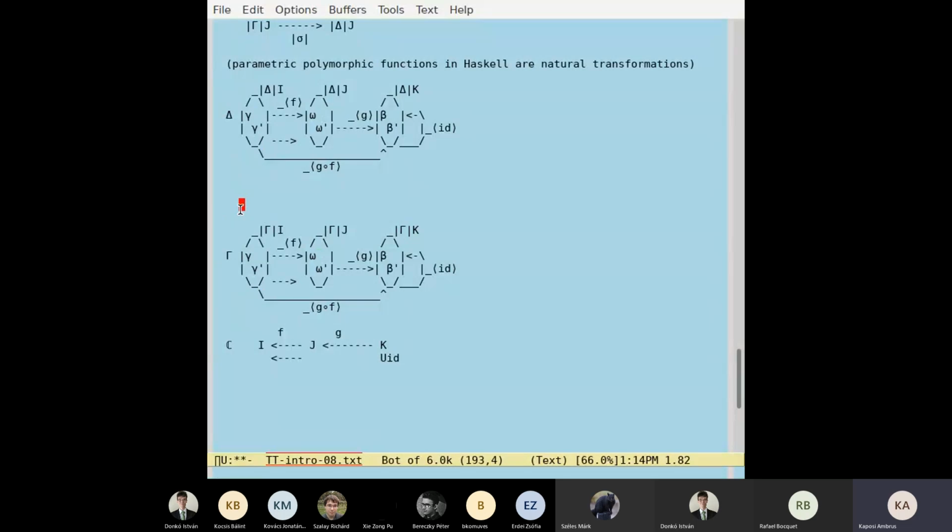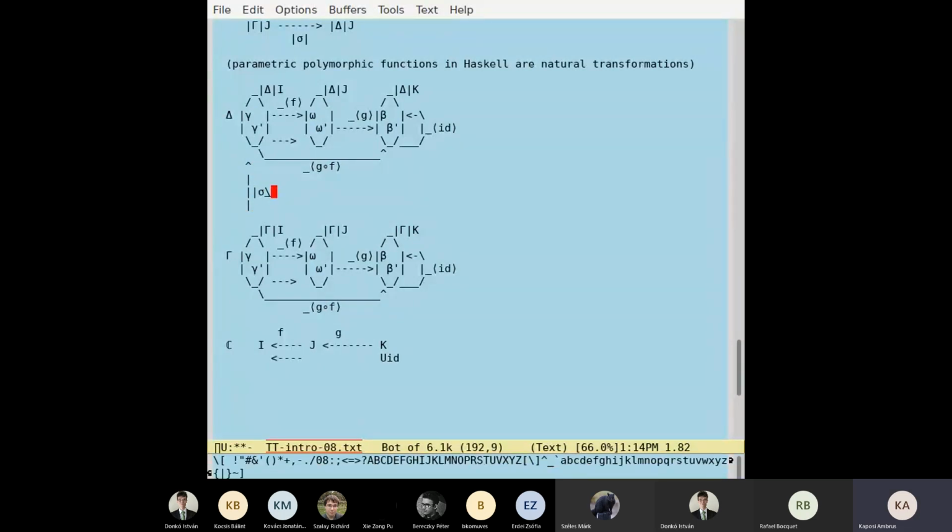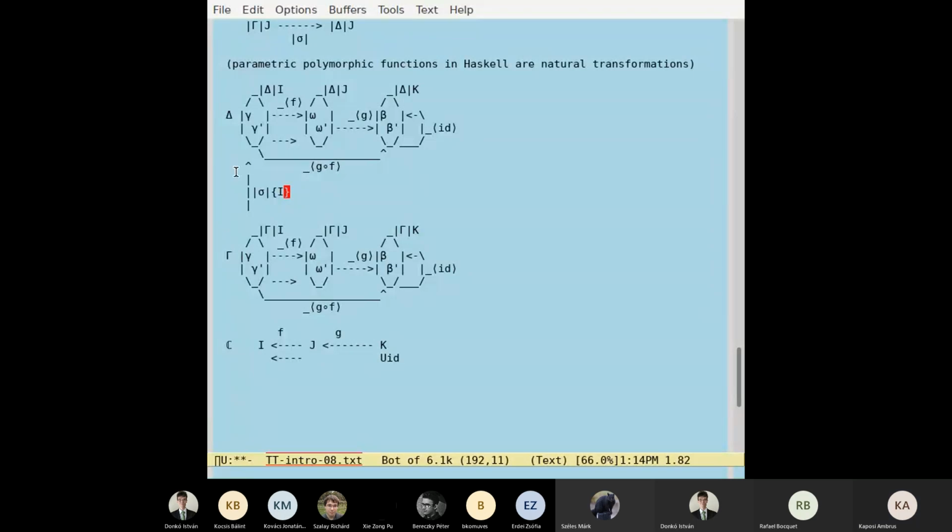So let me draw these. So for example, I have this one, okay, and this is what I call sigma at I, right? So I can go from gamma I to delta I with this function. And then I also have, sorry, I need a bit more space, so I also have another function here.